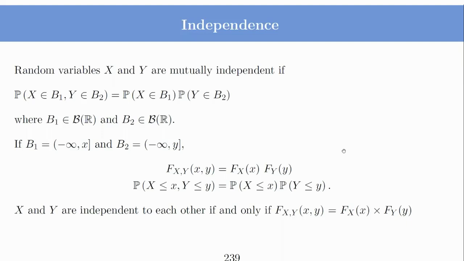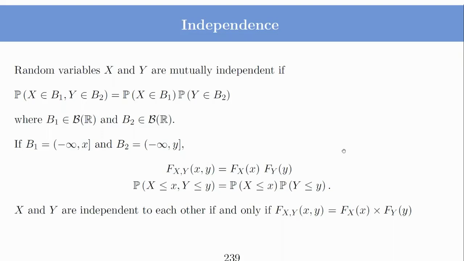Or in other words, you can say the probability that X is less than or equal to small x, and Y is less than or equal to small y, is equal to the probability of X less than or equal to small x times the probability of Y less than or equal to small y. So now I state a result that if you can show this for every possible x and y, then also X and Y are independent. And we know that if X and Y are independent, then this condition is true. So X and Y are independent of each other if and only if the joint CDF is equal to the product of the individual CDFs at each x and y.